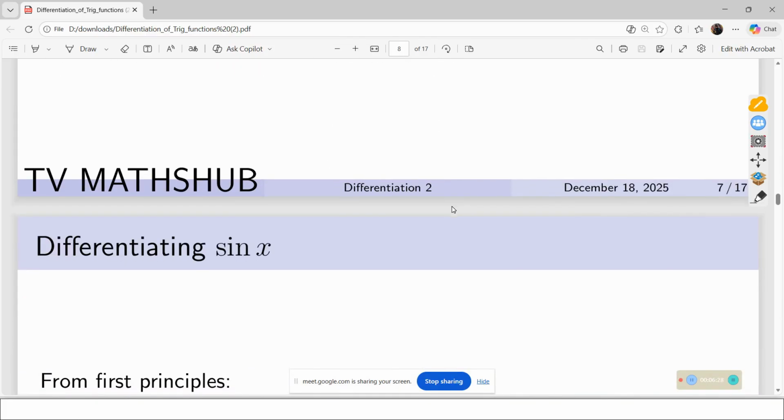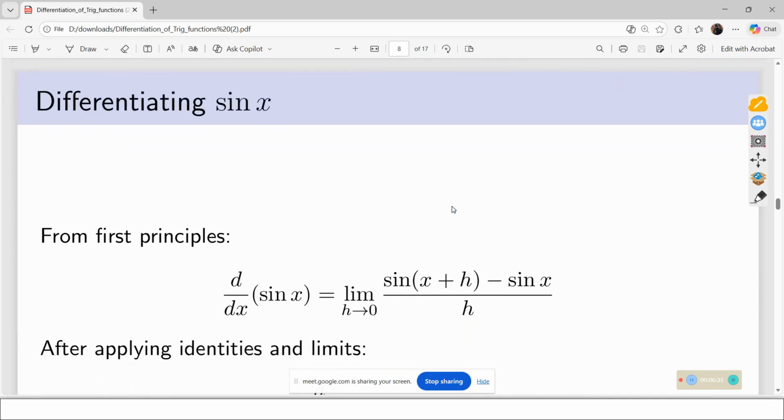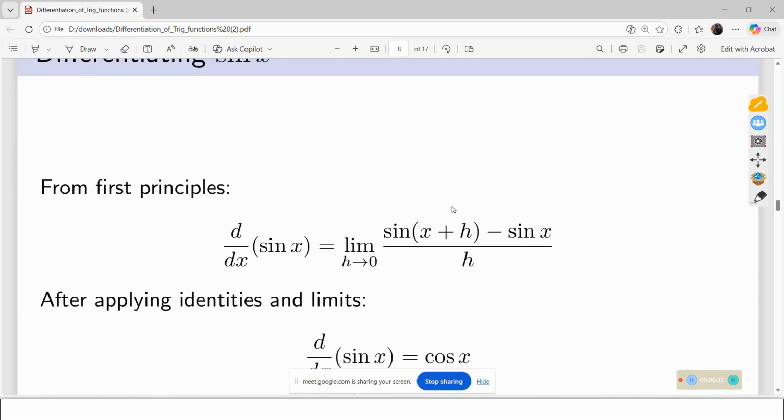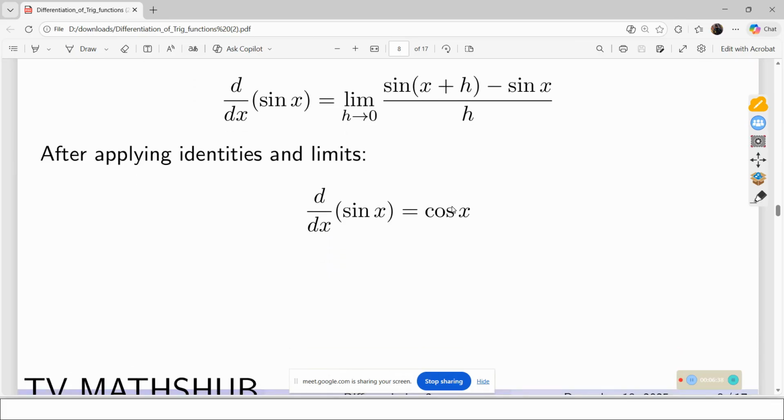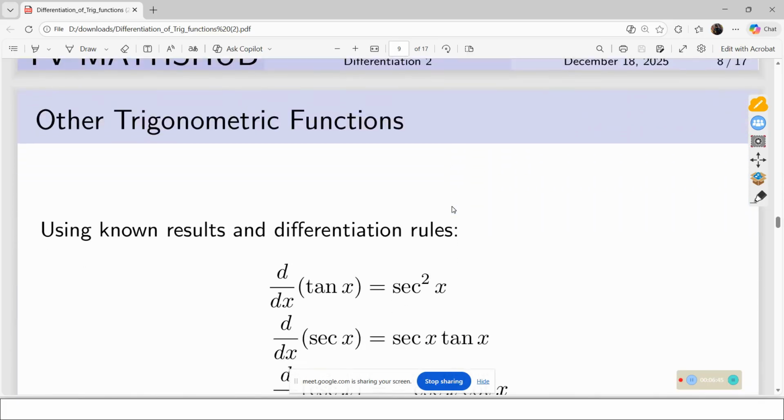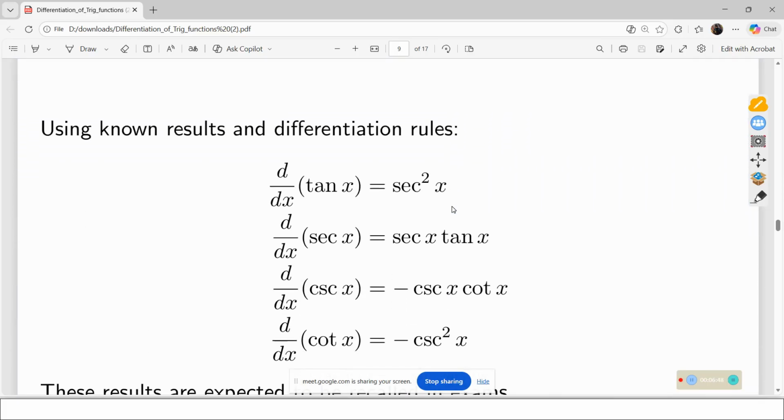We also looked at the differentiation of sine of x, whereby we said from first principles, when you differentiate sine of x with respect to x, you get cos of x. We also talked about that. And the other trig functions that we looked at, we looked at the differentiation of tan, and differentiation of sec, which is sec x tan x.